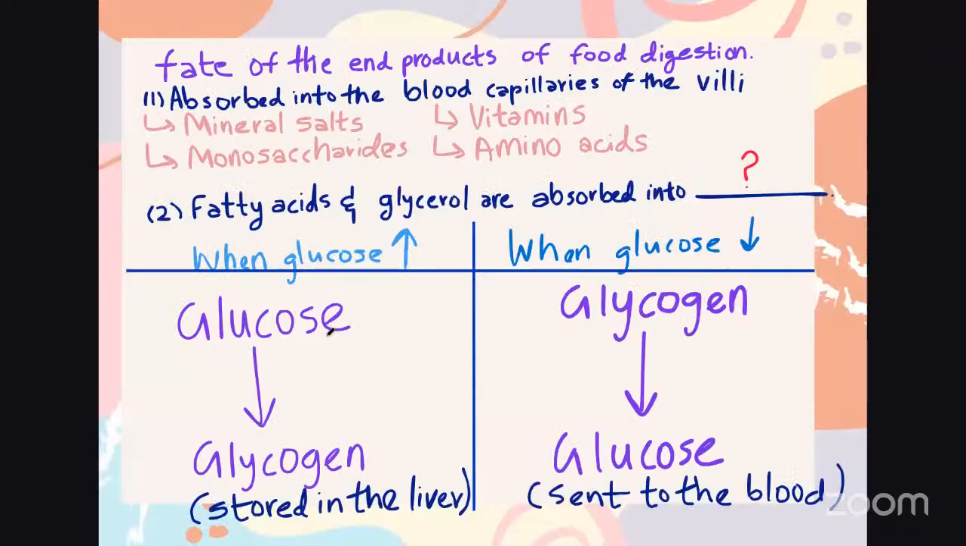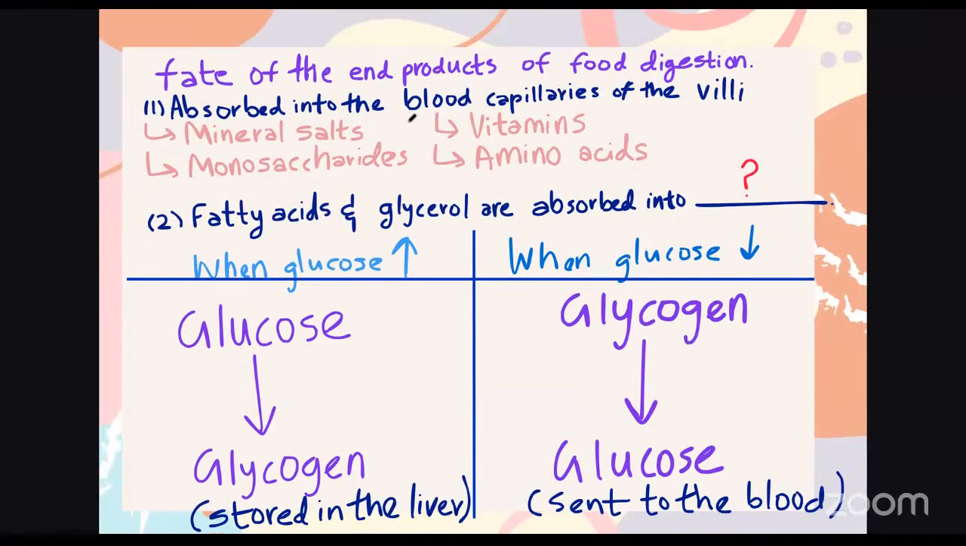All right. So now let's talk about the end products of food digestion. What happens to the end products of food digestion? What happens after digestion? Come on, it's simple. Right. So absorption happens after food digestion. So food is going to get absorbed, right?